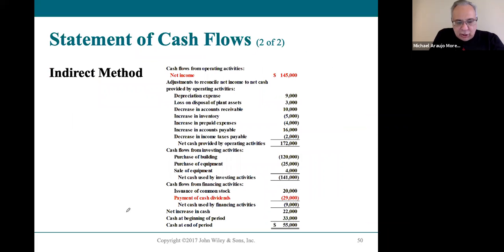Let's check it out. So what we had is a net increase in cash of $22,000. That's exactly what we were looking for. The difference between 2016's cash and 2017's cash is $22,000. Now we know why it's $22,000. It's $172,000 minus $141,000 minus $9,000. The difference, $22,000. We had cash at the beginning of the period of 33. We now have 22,000 more in cash. So our ending cash is 55.